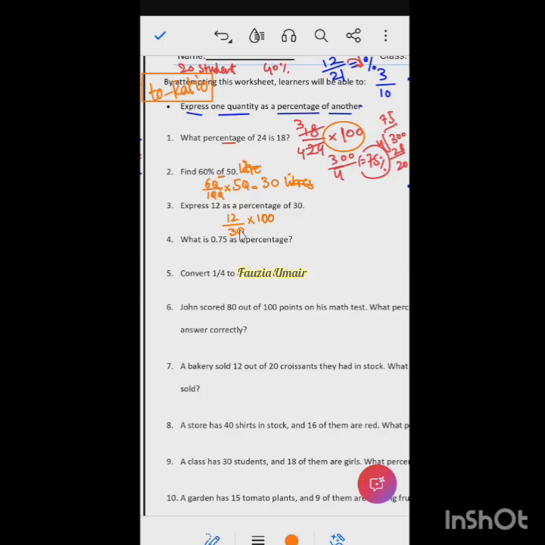Now I can cancel this 0 with this 0. This 3 will cancel with 12. 3 fours are 12. In the numerator I am left with 4 and 10, and in the denominator there is 1 left. So you get 40%. What is 12 out of 30? It is 40%. Any question till this point?